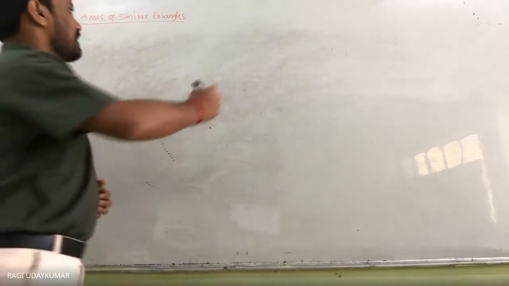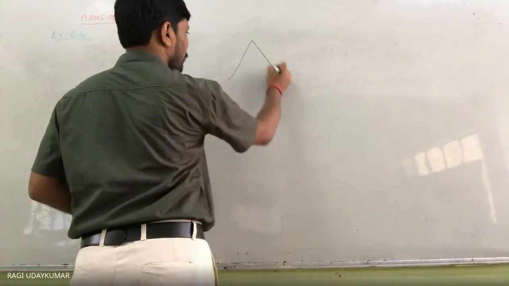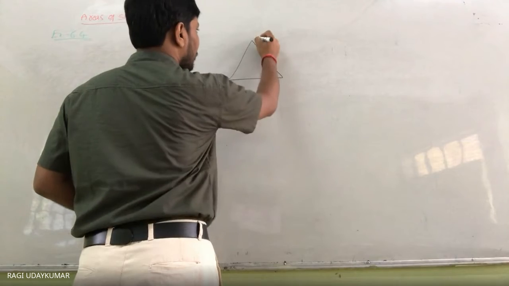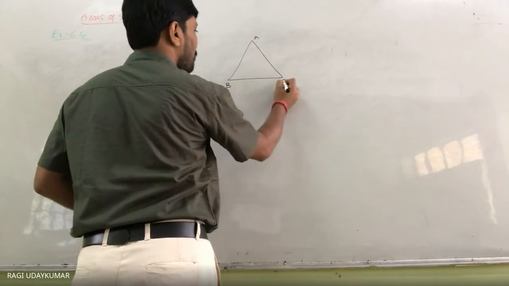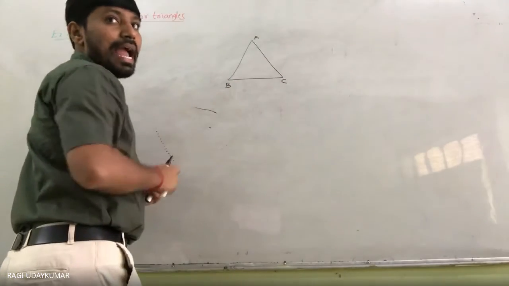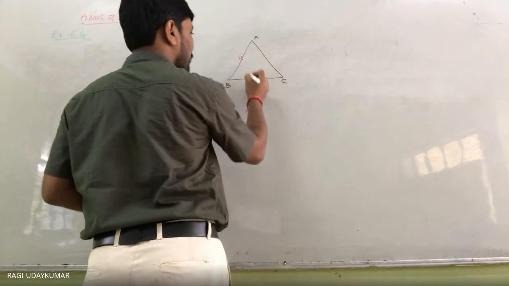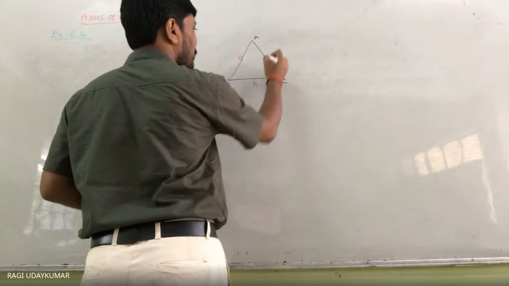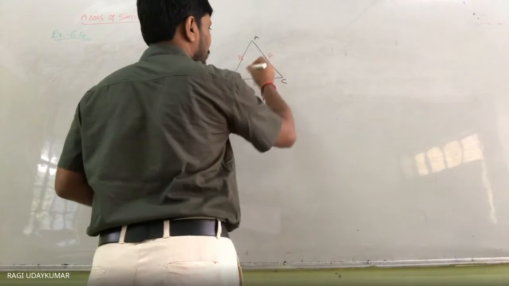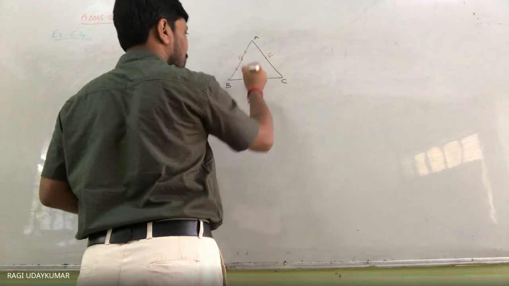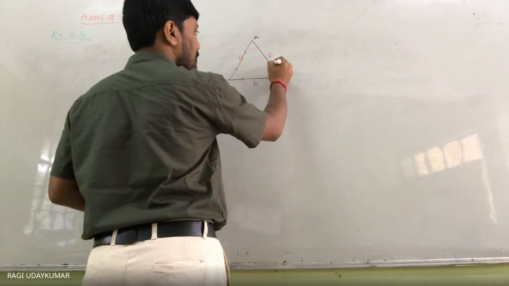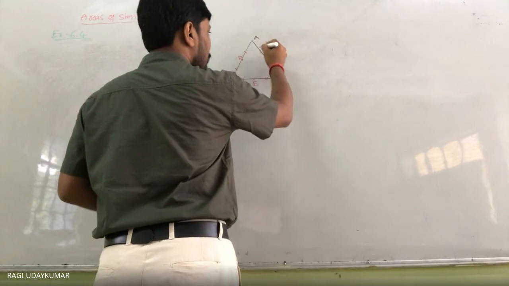Okay. So what is given to you here? Let us take the triangle ABC. A, B, C. And D is the midpoint of AB, and E is the midpoint of BC. Midpoint is nothing but this length is equal to this one. This length is equal to this one. This length is equal to this one.